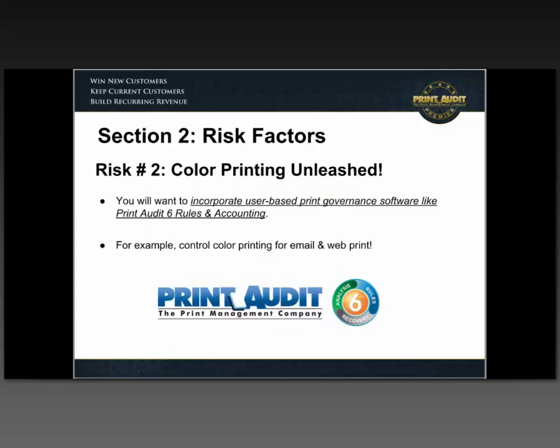Of course, you can still incorporate some user-based print governance rules with products like Print Audit 6, which do a great job of making sure that certain potential threats for color printing are eliminated. One of the things we do every day for our partners is help incorporate rules for color printing. A couple of good examples are email and web print. Most customers couldn't care less if a document printed out a blue hyperlink and a logo, and they couldn't care less if the web document they're printing for directions was in black and white or color. Governance tool sets like Print Audit will allow you to control those cost elements.